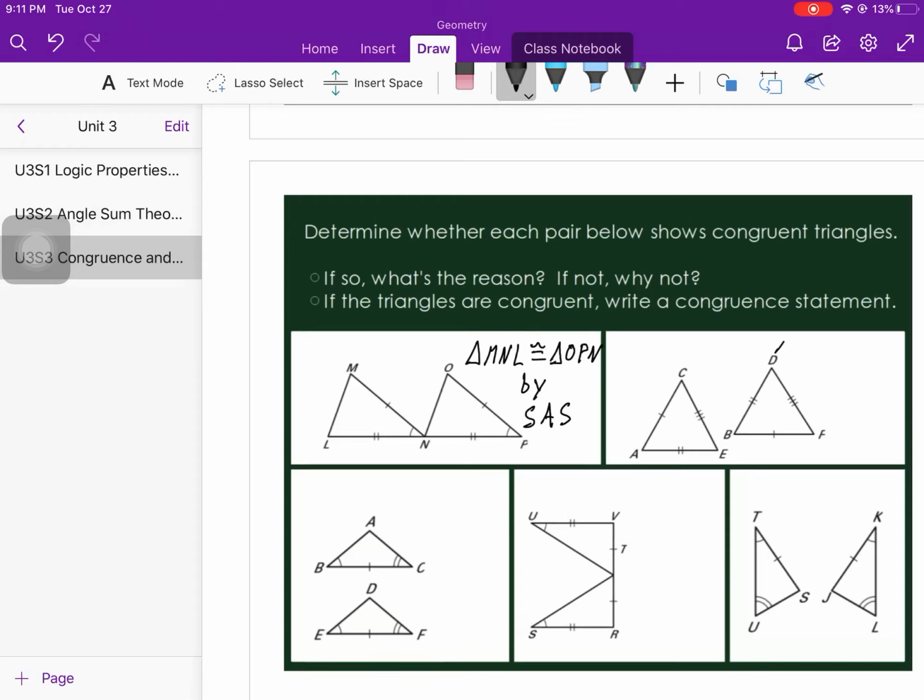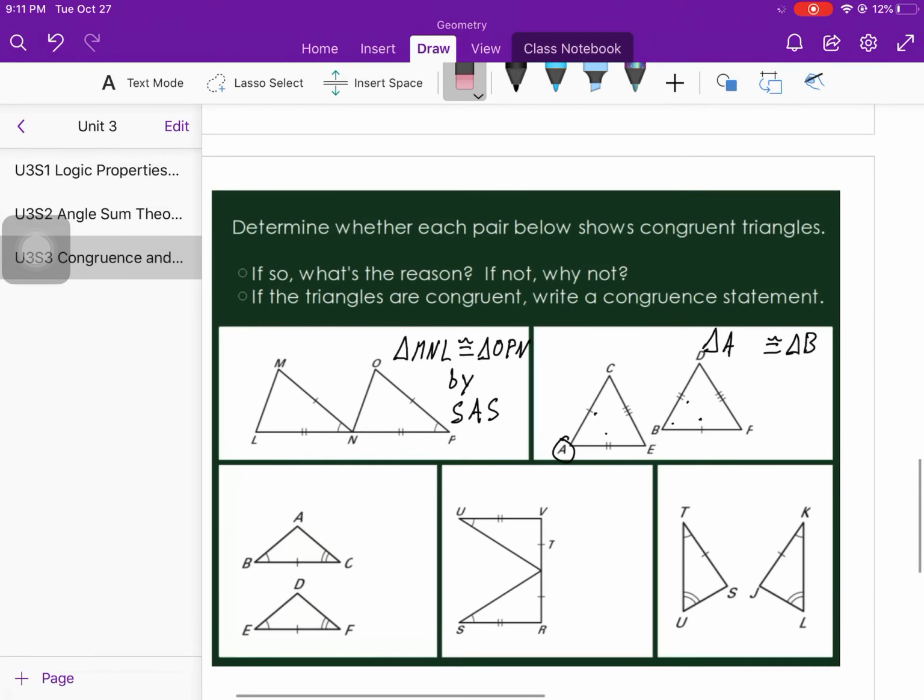Now the tricky thing is we have to make sure that we organize the letters correctly when we make our congruence statement. So notice that if I start with A, it is between the 1 and 2 tick marks. So we've got to find the letter that's in between the 1 and 2. So 1 and 2 is B. So triangle A, I'm going to leave some space. Triangle, and then I know B starts the other one. Actually, let me give myself a little more space here.